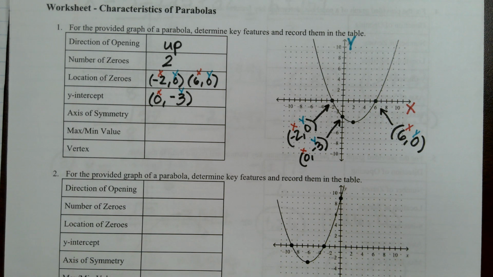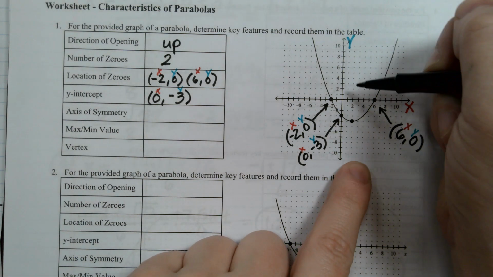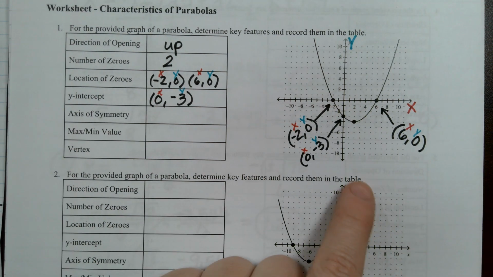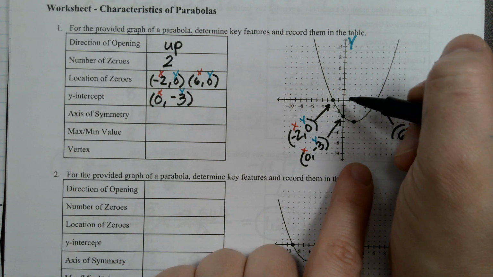Now, we've got the next row, which asks us for the axis of symmetry. We talked about that very briefly yesterday. Yes, Erica? It's going to be at 2, -4. Ooh, I heard two different things. Erica, you said 2 and what? -4. The x is at 2, the y is at -4.